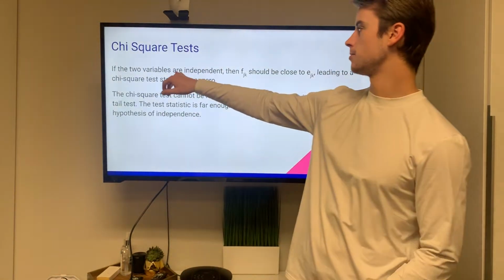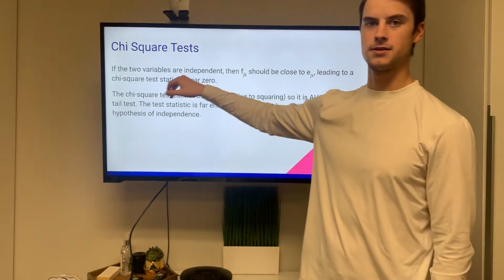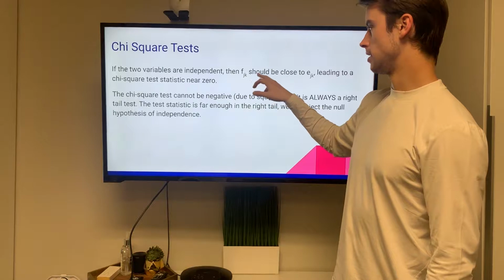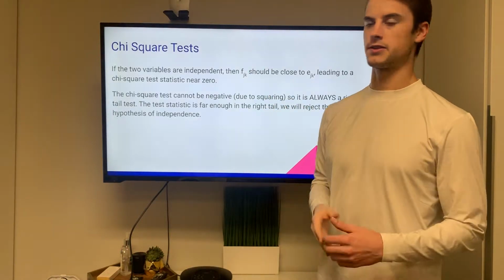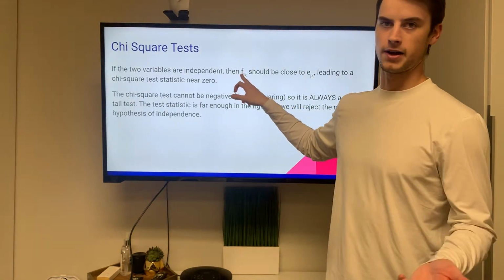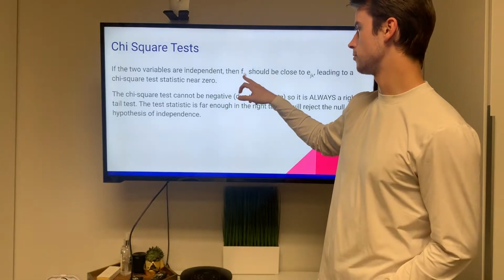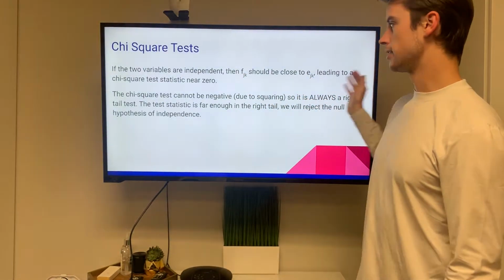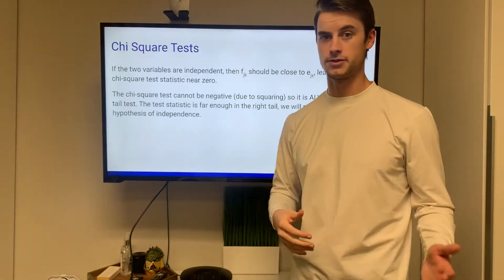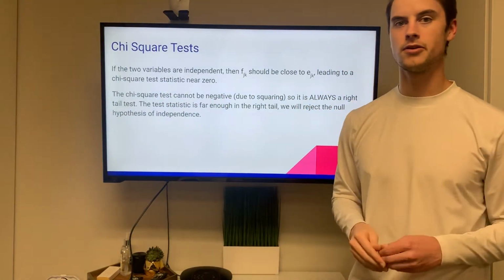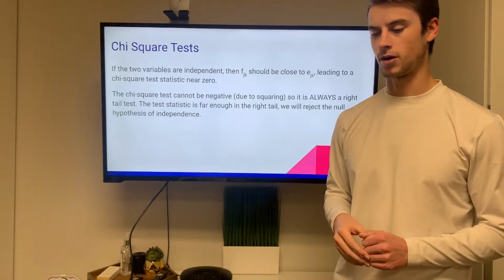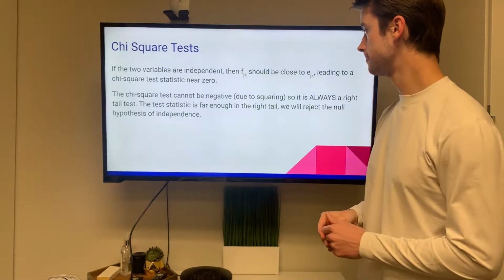again, if the two variables are independent, so if A is independent of B, then this is f of jk. So this is your observed value. Then your observed value should be close to the expected value, leading to a chi-square test statistic near 0. So the closer it is to 0, the more independent it's probably going to be.